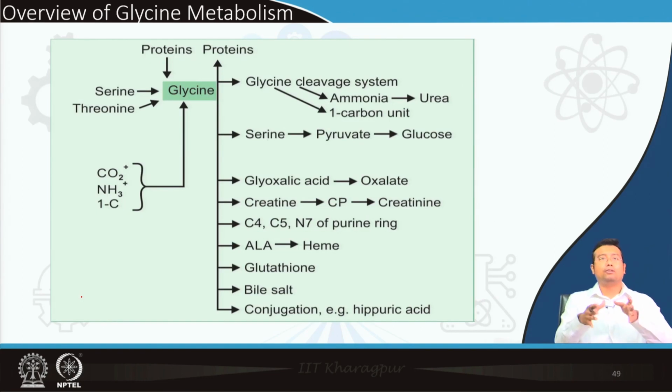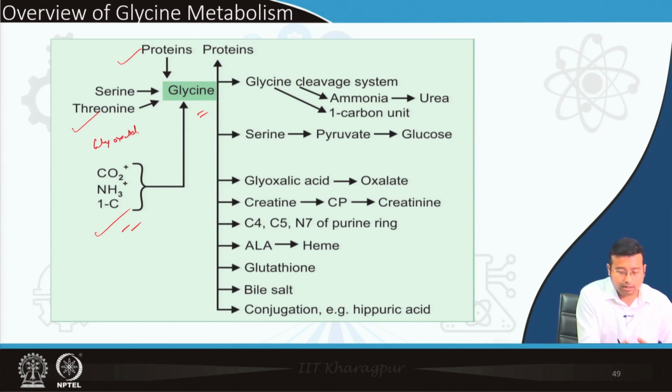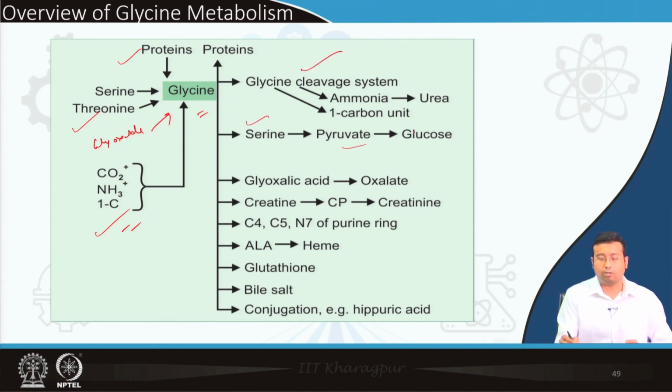Finally, we come to the slide where we are revisiting our original slides. We have discussed production from serine, threonine as well as one carbon. Proteins are broken down to form glycine by multiple proteolytic enzymes, and finally how glycine is utilized is also important. Glyoxylate also forms glycine. The glycine cleavage system we have discussed, serine production of pyruvate to glucose we have discussed, glyoxylic acid to oxalic acid we have discussed in detail.